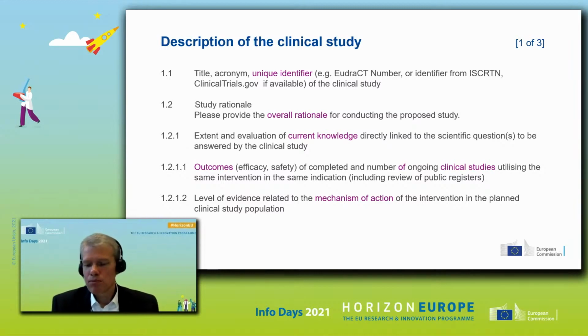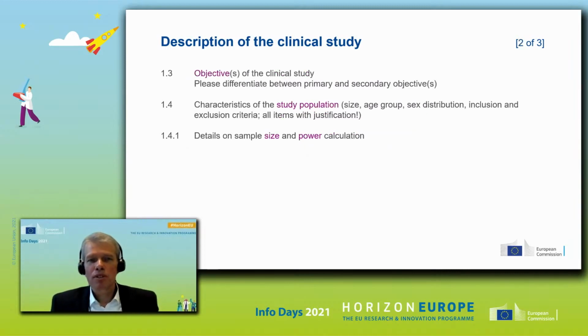And then another important element is what the current level of evidence is on how the particular intervention works in the human body. So mechanism of action in a broad sense, we would like you to describe what the current understanding is about that. Continuing on the description of the clinical study, it's very obvious that we would like you to detail the concrete objectives of the clinical study, touching upon the primary and, if you have them, secondary objectives.